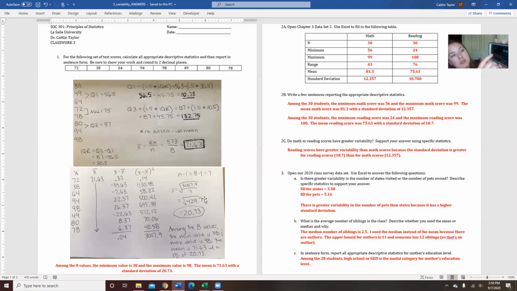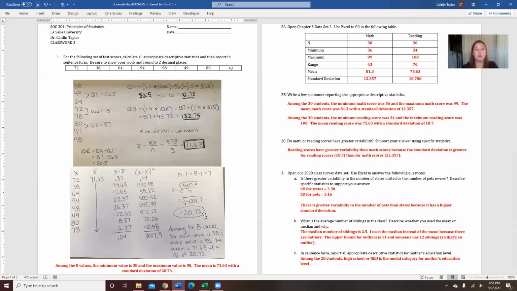And remember, this is the square root button, the one with the 2 and the x, the 2 square root with the x under the square root symbol. So do the square root of 429.7. That gets you a final answer for standard deviation of 20.73.